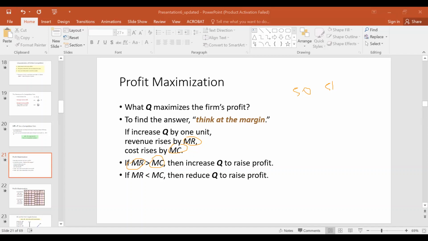Compare them. If the extra revenue is bigger than the extra cost, go ahead and increase production. It will increase your profit. But if the additional revenue is less than the additional cost, then please reduce your output in order to make profit. So in this case, you have to reduce the level of production. In the former case, you have to increase. I hope it makes intuitive sense. Compare your additional revenue to your additional cost. If it's higher, go for it. If not, reduce it.